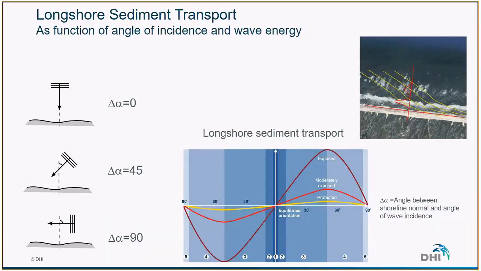Then when the angle of incidence increases, we have an increase in sediment transport until it reaches about 45 degrees. And if the angle of incidence increases more, the waves will become more and more parallel to the coast, and therefore generate less and less longshore sediment transport. And this is the starting point of Q alpha curves, but I will talk about that a bit later.